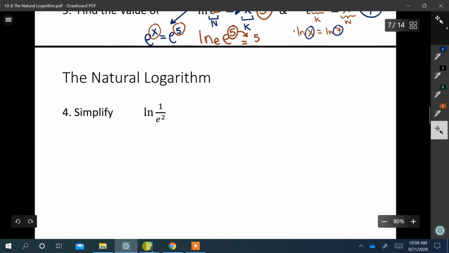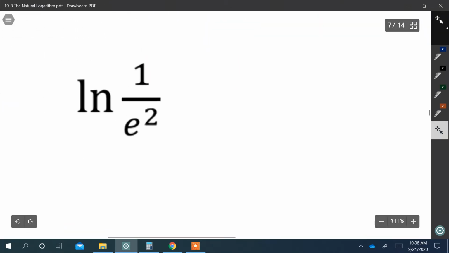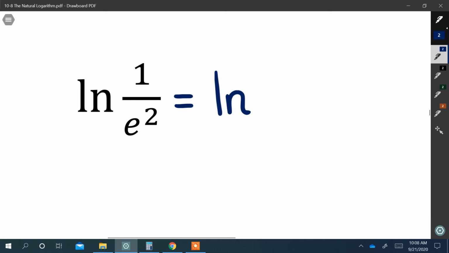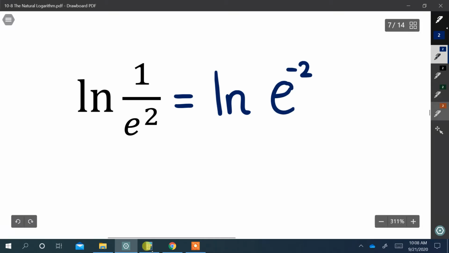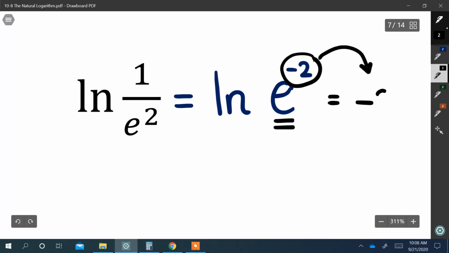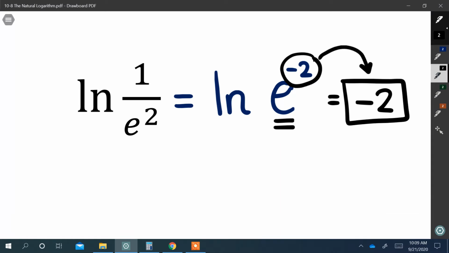All right, let's keep going. Simplify this guy right here. We have natural log of 1 over e to the 2nd. I already know, guys, that the base of this is e. Now let's rewrite this as e to the negative 2. Guess what the answer is going to be? Since the base is e, your answer is just right there. And that is all. That's really all you're going to find.